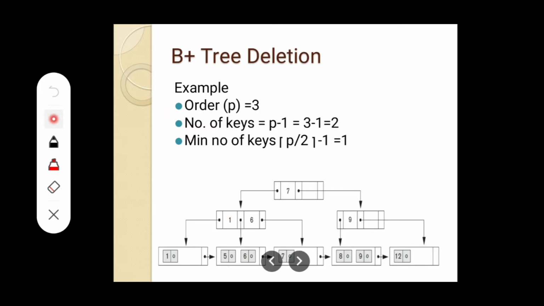How can we identify the order of the tree? From the tree pointers we can identify: if we have 3 tree pointers, then we can say that the order is 3. Clear? That means a node can have a maximum of 3 children. That is the order of a tree. Now the maximum number of search keys that a node can have is p minus 1.